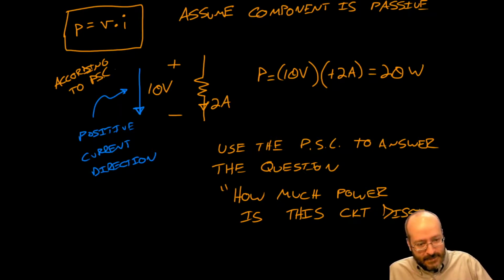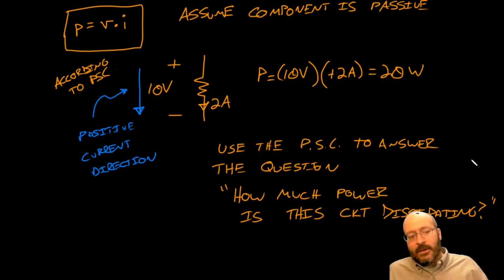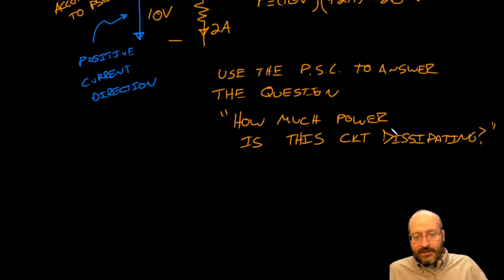Okay. How much is it using? Okay, if we look at the passive sign convention, we're always answering this question. Okay, so this resistor is dissipating 20 watts.